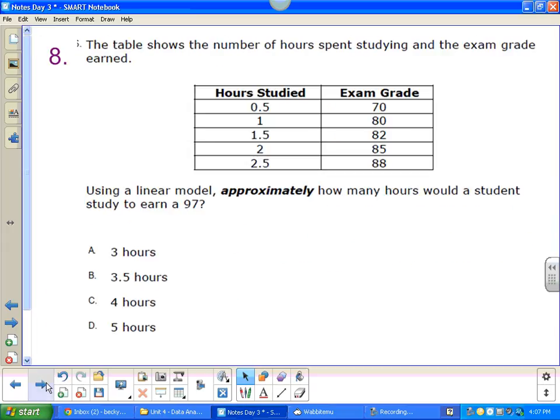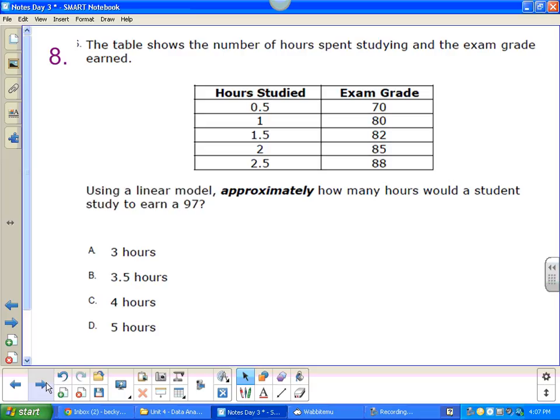Number 8, the table shows the number of hours spent studying and the exam grade they earned. So how many hours they studied and what their exam grade was. Use a linear model to approximate how many hours a student would study to earn a 97. So let's say you're grounded and your mom says you can't be ungrounded until you make a 97. So you want to know how long you've got to study to get that grade.